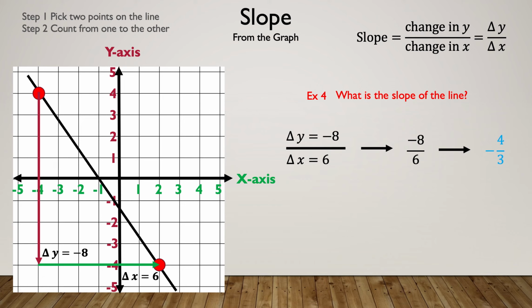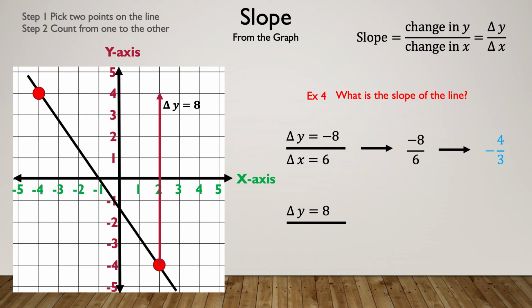So now let's count it the other way. So we're going to go up 8 spaces. Since we went up 8, our number is going to be positive. And so our change in y, or delta y, is equal to 8. And now we're going to go to the left 6 spaces, so our number is negative. So our change in x, or delta x, is equal to negative 6. So we write down just the numbers 8 divided by negative 6. And we can simplify to negative 4/3. And that is our answer.